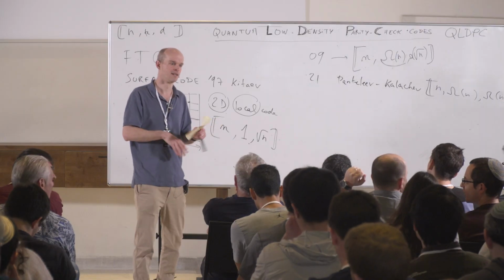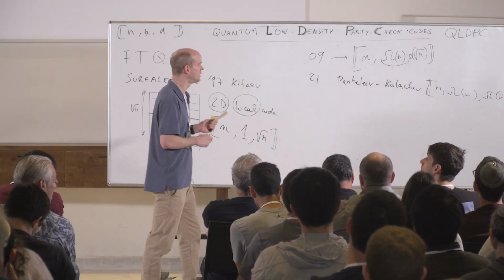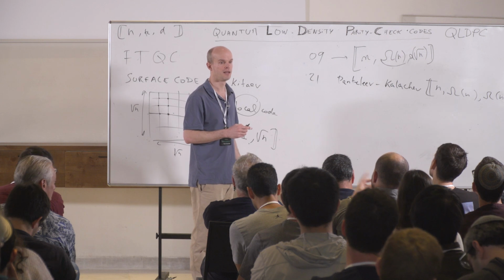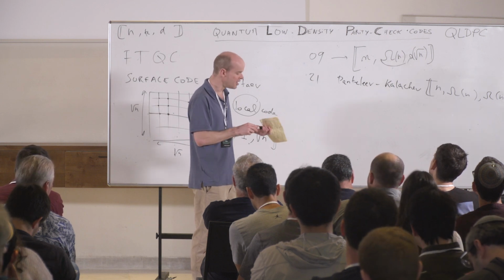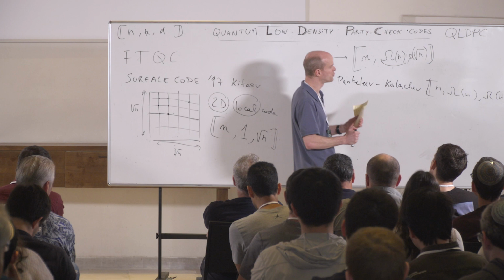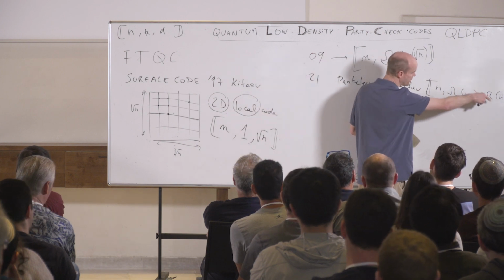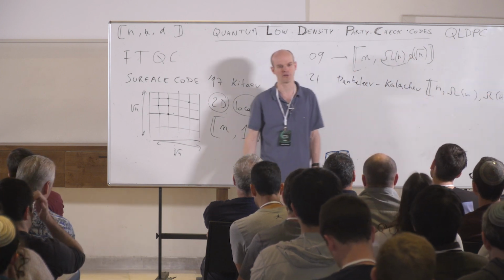Yes? In the new code, is there still a relation between K and D? Yeah, always, but now it is at the level of constants. But this is not yet understood at this point.